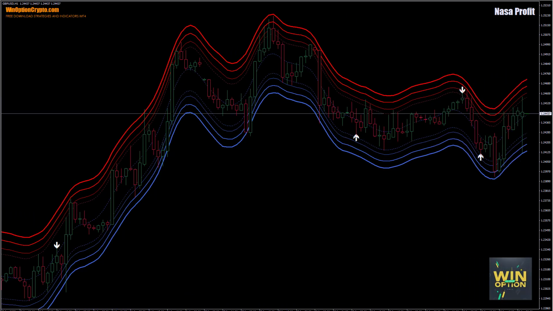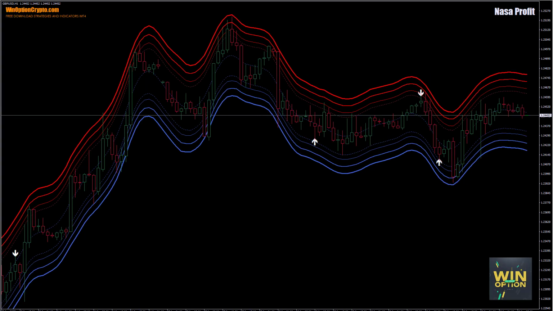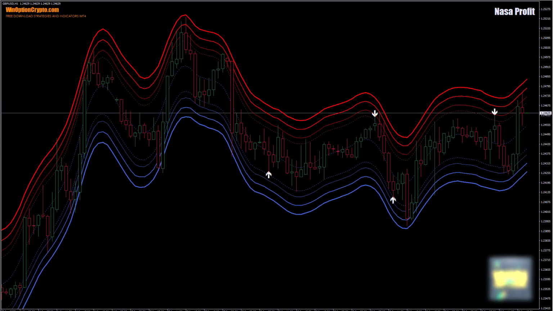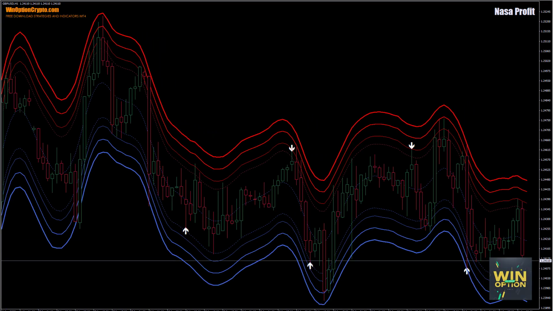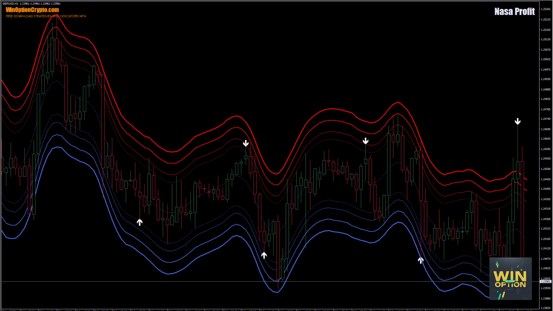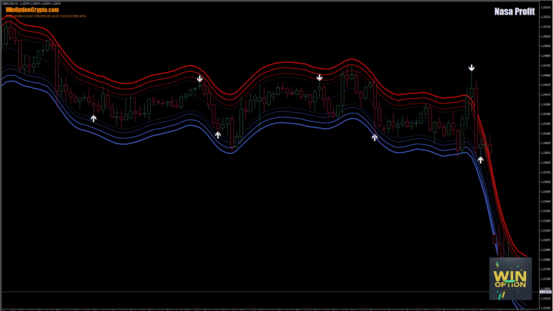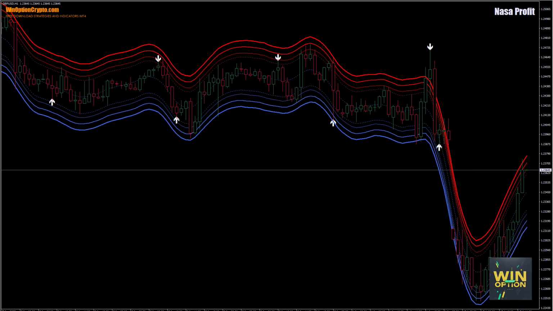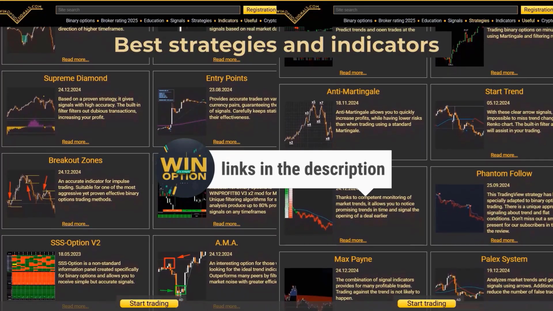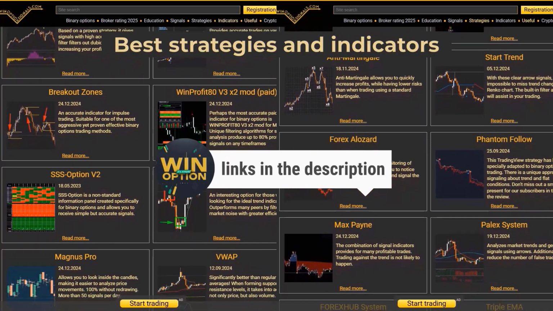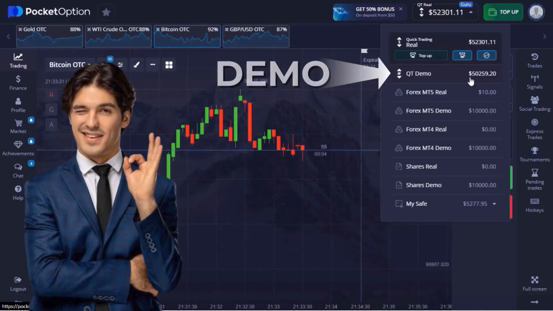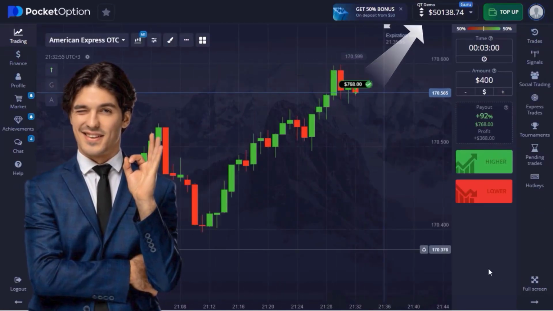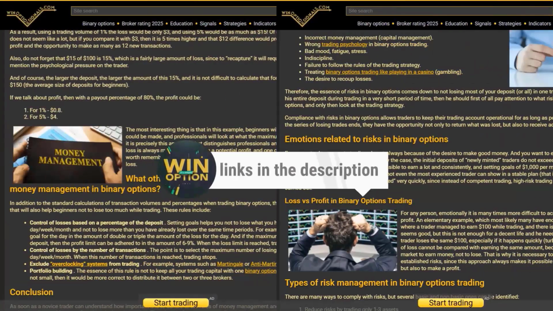The NASA Profit indicator for binary options takes into account one of the most important market properties, volatility. It is through its correct assessment that traders can open positions at moments of maximum price exhaustion in one direction while waiting for the trend to resume. And remember, any strategy or indicator is just a tool that you need to learn to use correctly. Be sure to verify and test the indicator's performance on a demo account and historical data, while never forgetting the rules of risk and money management.